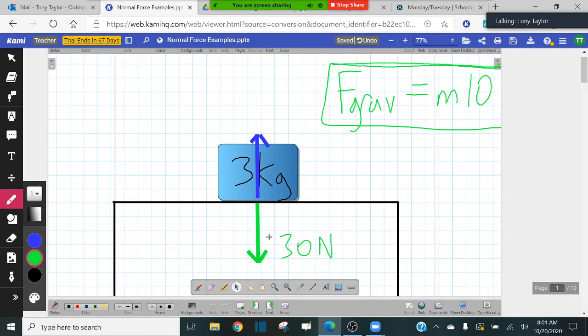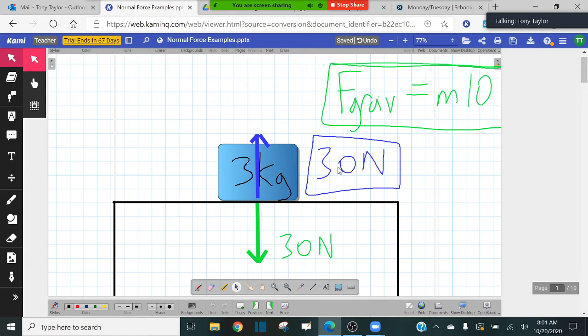If the force of gravity is 30 newtons pointed in the negative direction, that means the normal force must be 30 newtons pointed upward in the positive direction. So one's negative and the other's positive, and they have to be the same in order to balance. So the value of the normal force here is equal to 30 newtons. In other words, guys, this represents the magnitude of the surface of this table pushing up on this box. Okay? So that's an easy one.